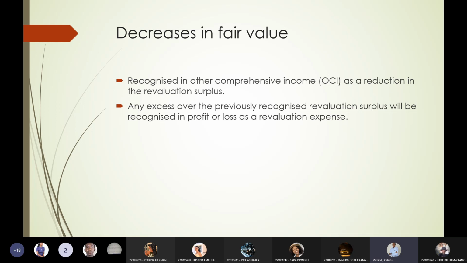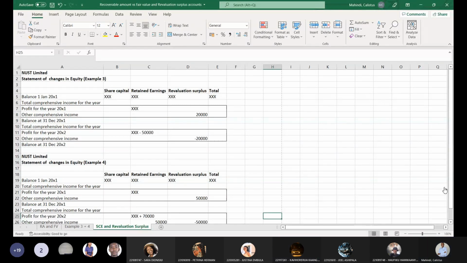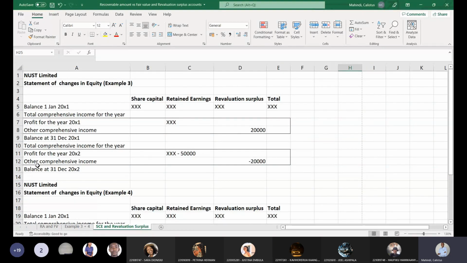I want to share my Excel book. I want to show you how we present this in the statement of changes in equity. You're not required to do this, but just so that you understand what is going on. So this is a statement of changes in equity. You've done the statement of changes in equity in first year. You didn't have this column for revaluation surplus. You dealt with share capital and retained earnings.